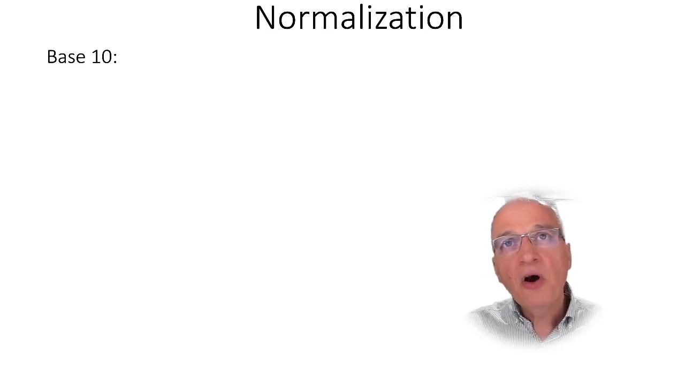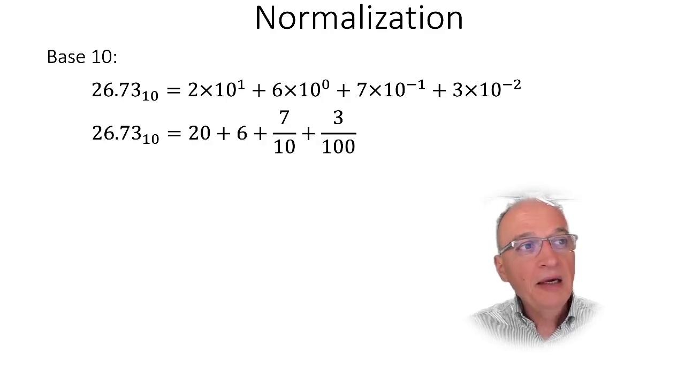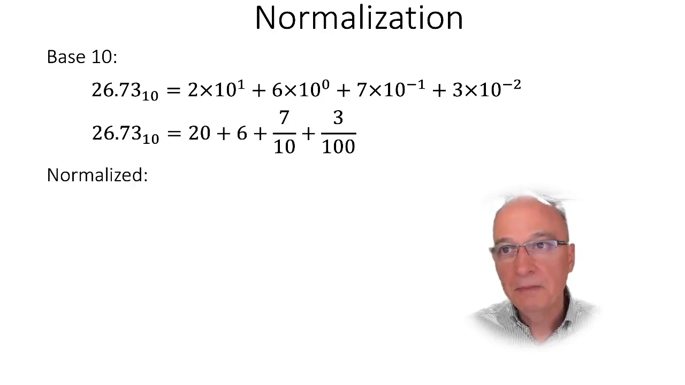Let's recall how we do normalization when we have numbers in base 10. So let's say that I have the number 26.73 in base 10. I know that this is 2 times 10 to the 1 plus 6 times 10 to the 0 plus 7 times 10 to the minus 1 plus 3 times 10 to the minus 2. And I can represent this number as 20 plus 6 plus 7 over 10 plus 3 over 100.